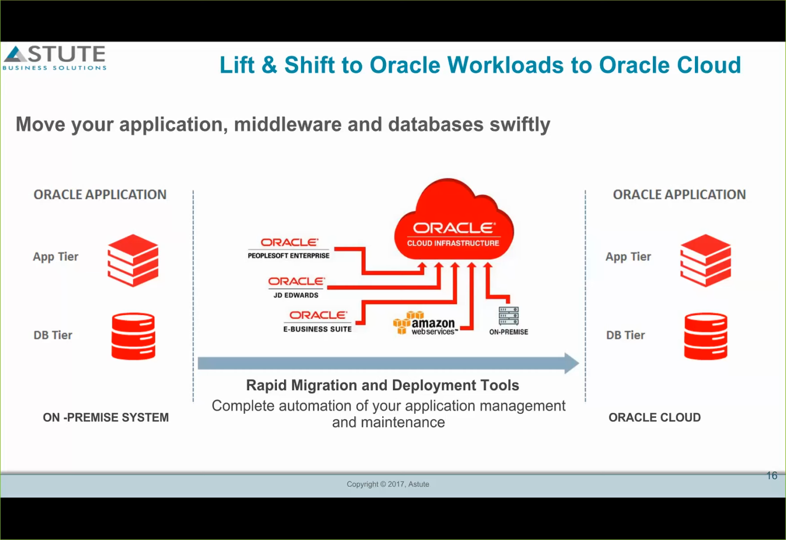PeopleSoft has Cloud Manager, EBS has its own set of automation tools, JD Edwards has its own set of automation tools that allow you to rapidly migrate and deploy these workloads on cloud. Application tier, database tier, everything that's in that stack for that application will come over very seamlessly and operate on cloud. It'll connect back to your on-prem environment. So from a usability standpoint, you may see a change in your URL, but other than that, your applications are still running the exact same way they would run on-premise. You'll just be more cost-efficient and more process efficient by putting them on cloud.